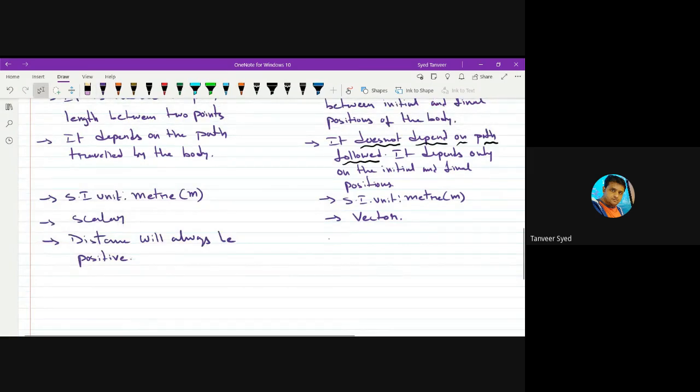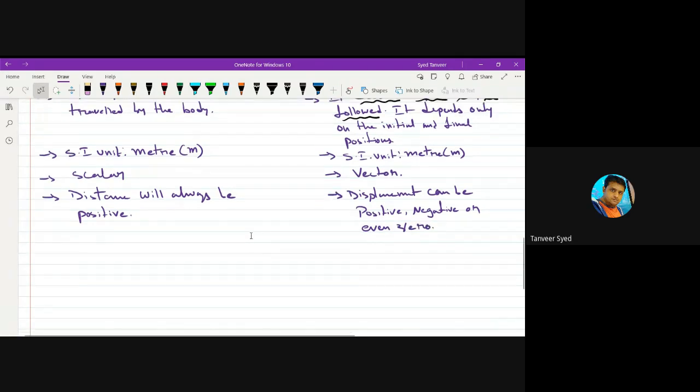Whereas, can displacement be negative? Displacement can be positive, negative, or zero. Zero, sir. Displacement can be positive, negative or even zero. How? We will see examples.